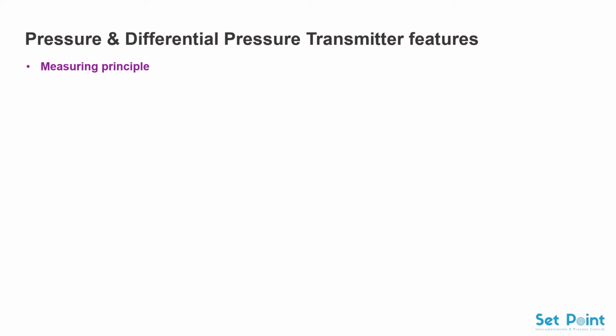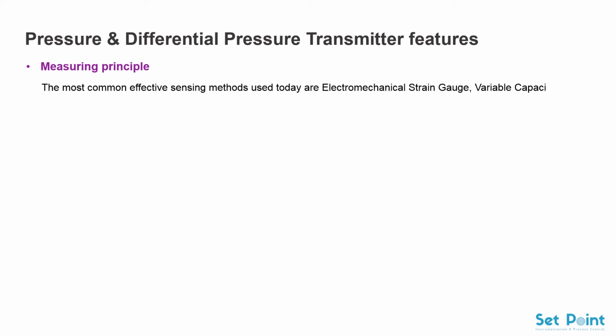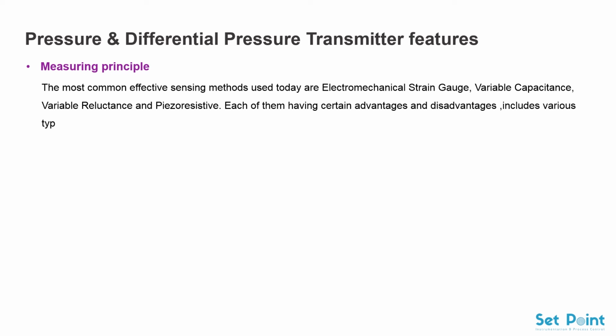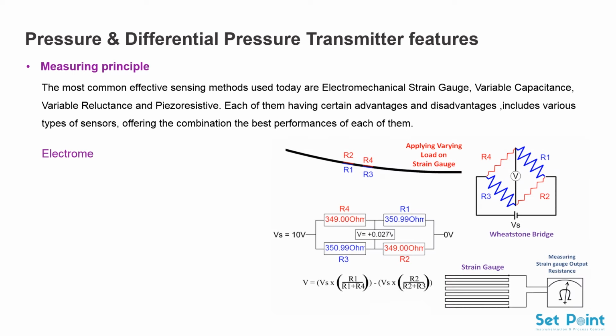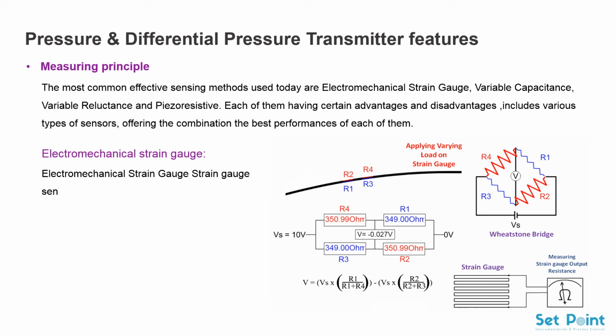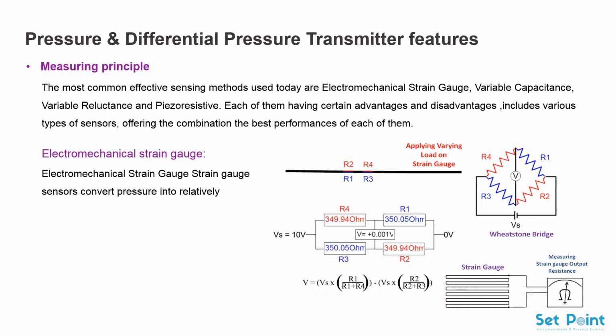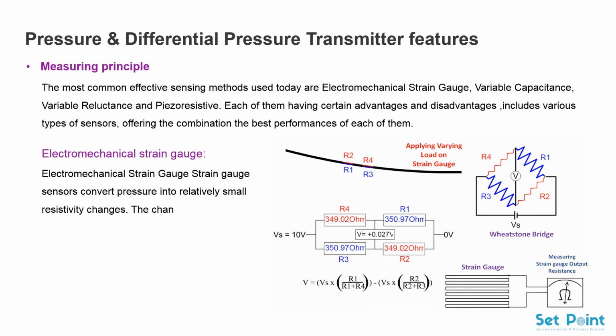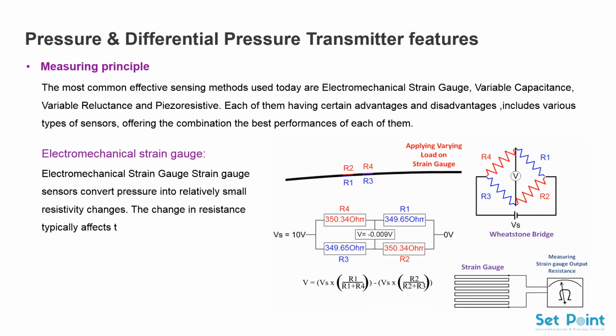Measuring principle. The most common effective sensing methods used today are electromechanical strain gauge, variable capacitance, variable reluctance, and piezoresistive. Each of them has certain advantages and disadvantages, and various types of sensors are offered, combining the best performances of each of them. Electromechanical strain gauge. Electromechanical strain gauge sensors convert pressure into relatively small resistivity changes. The change in resistance typically affects the four legs of a Wheatstone bridge circuit.